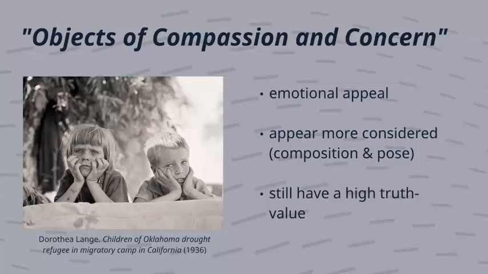What we also find is that compositionally, the photograph is quite balanced. The two children are almost in the center of the photograph. There's even space around each one of them. Certain decisions seem to have been made in relation to the focal point of the image, the focus itself.